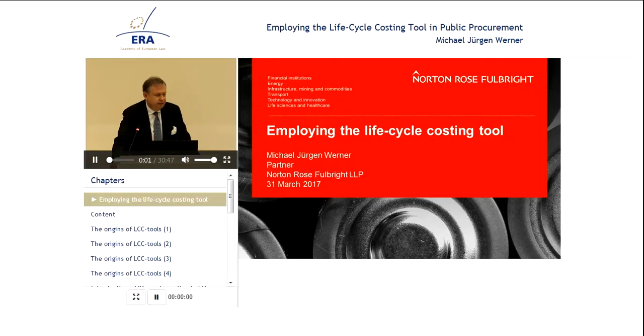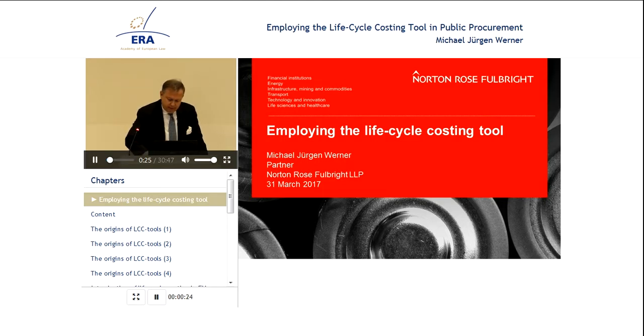Indeed, it is a very interesting topic, among very many topics which came with the introduction of the new procurement law, EU law, and I'm pretty sure it will take us many years to fully find out where we will end up with the life cycle costing tool.